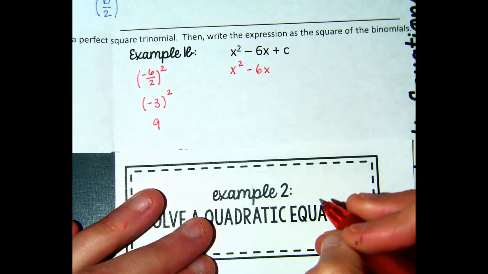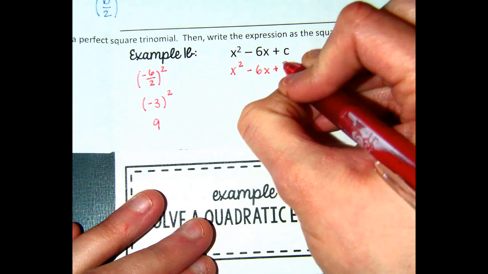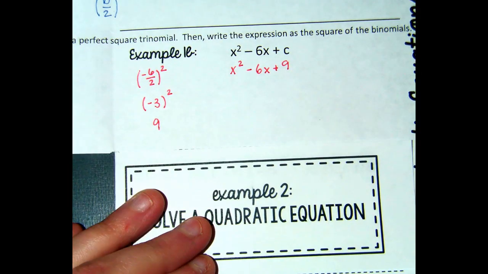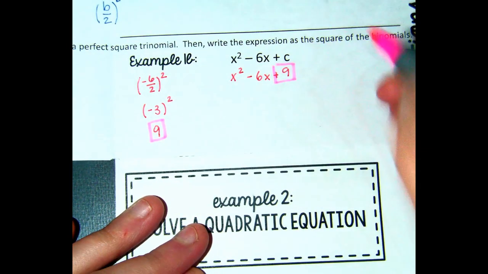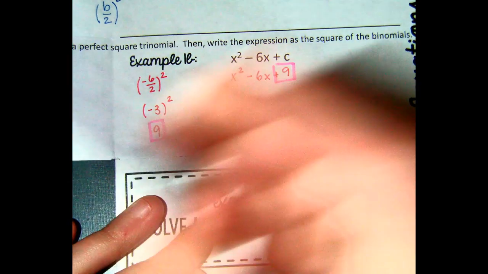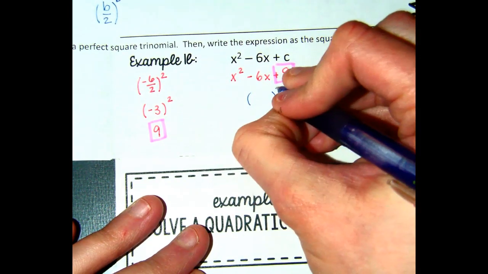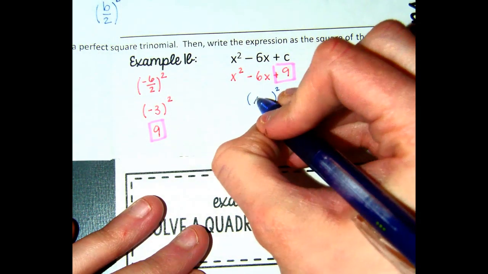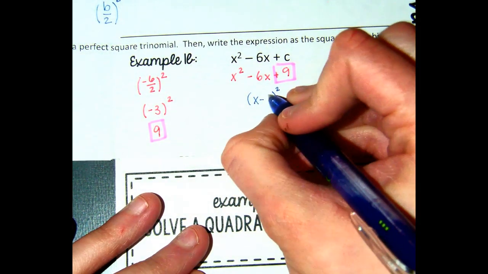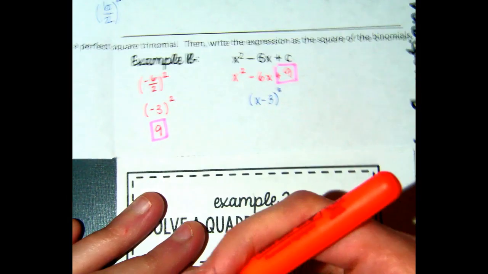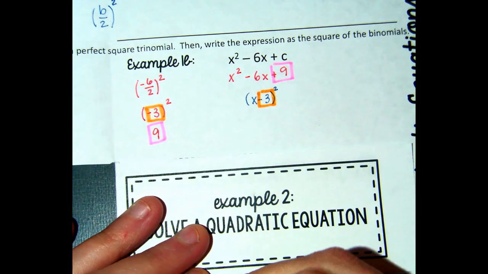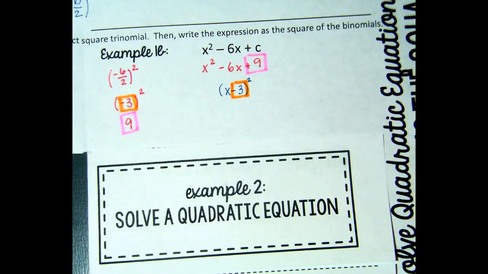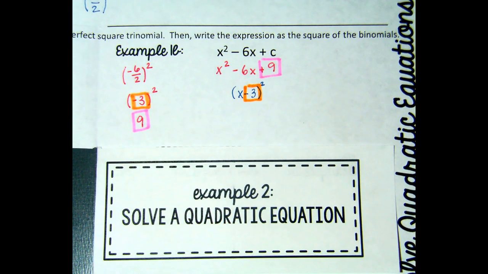X squared minus 6x, then what do I put? Plus 9. Remember, that's coming from here. Now, how do I write it as a perfect square binomial? X minus 3, which is why I need you to not do it in your head, because you need this middle step right here. Alright, now the reason we're actually doing this is so we can solve with them. So we're going to open example 2 and solve.